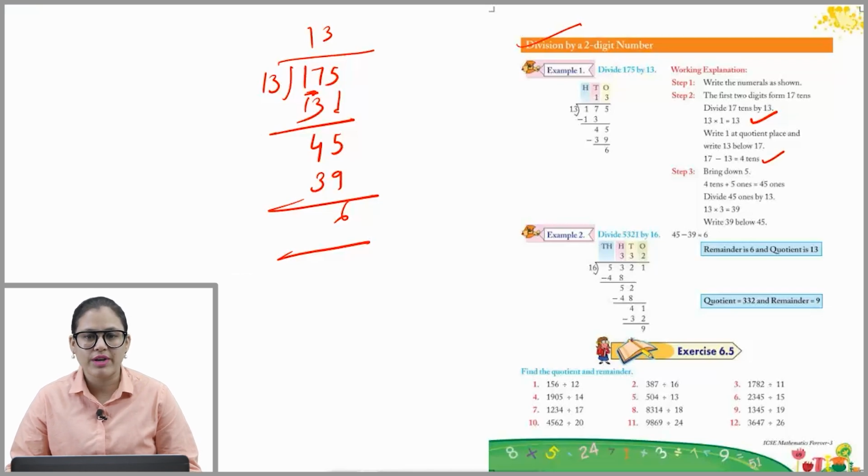And step 3, bring down 5. 4 tens plus 5 ones is equal to 45 ones. Divide 45 ones by 13. 13 into 3 is equal to 39. So write 39 below 45.